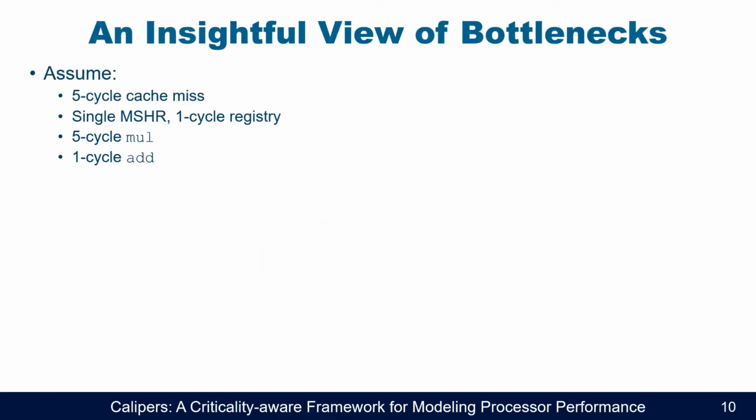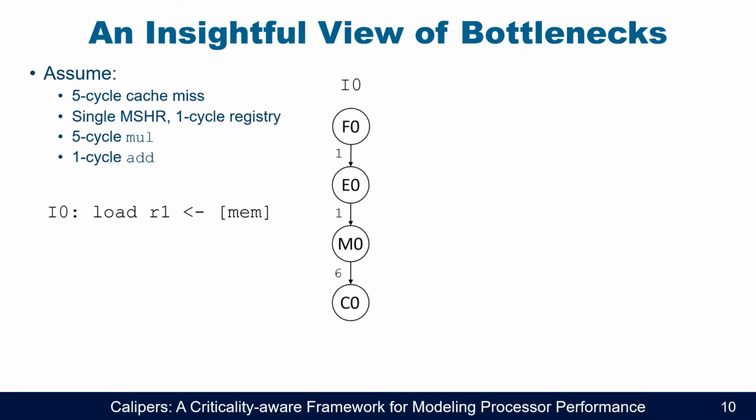Let's see how the graph-based representation of events can provide insights with an example. Assume we have a data cache that takes 5 cycles on a miss, and has only 1 miss status handling register or MSHR with 1 cycle for registering a request. Also, assume we have a 5-cycle multiplier and a 1-cycle adder. The first instruction loads a value from memory, and we can see the events for it here. Note that here we have used the vertex type for the memory stage. Assuming the load was a miss in the cache, the weight of the edge from M0 to C0 denotes 1 cycle for MSHR registry plus 5 cycles for reading the missing value.